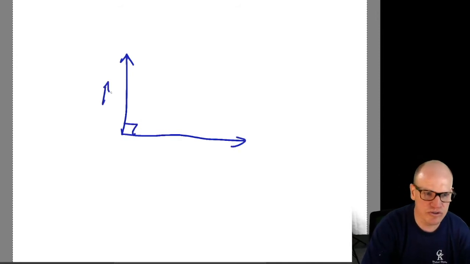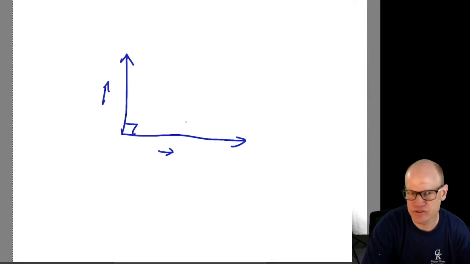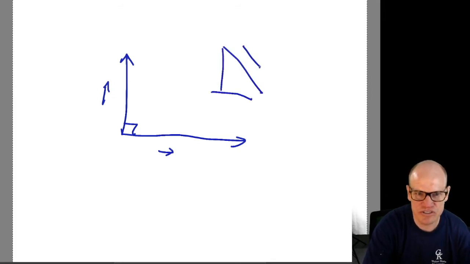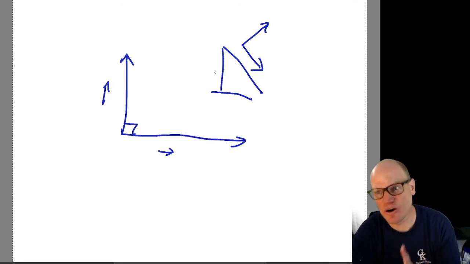That motion in the vertical direction is independent of motion in the horizontal direction. Or if you have an inclined plane like this, that motion along the plane is independent of motion perpendicular to the plane. This need not always be the case.